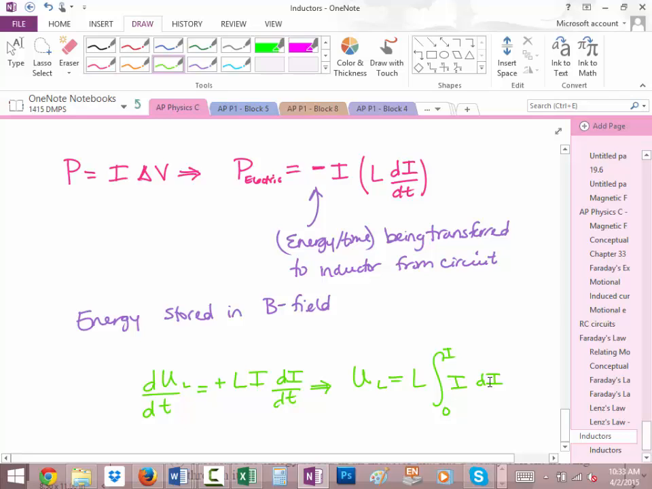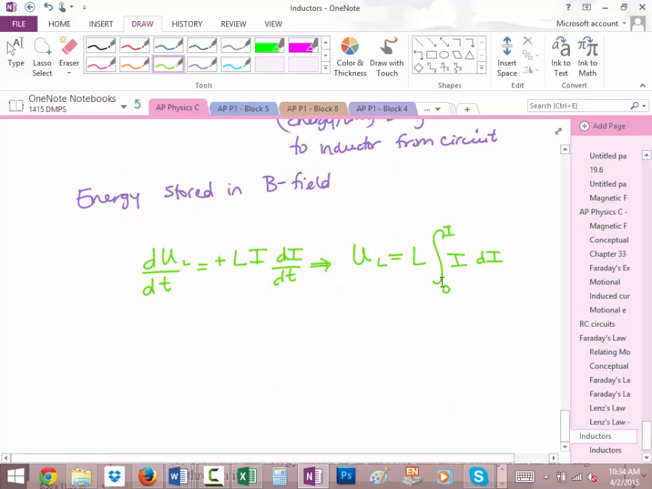So the current, again, in order to store energy in an inductor, we have to have a change in current, right? And so we're changing the current from nothing to something. And we're going to integrate that. And if you integrate I di, what do you get?